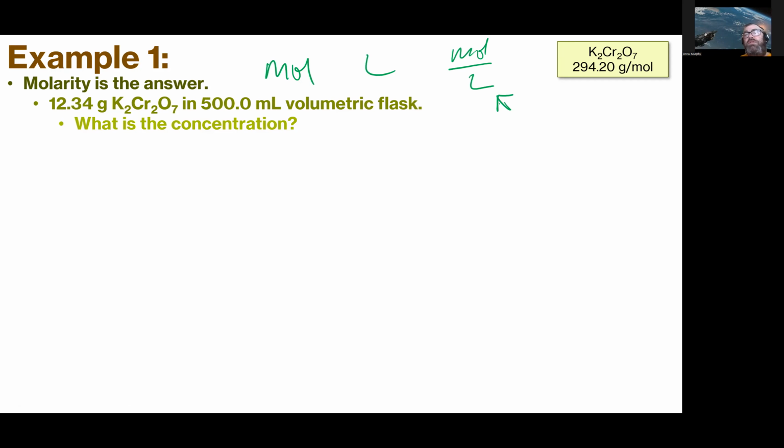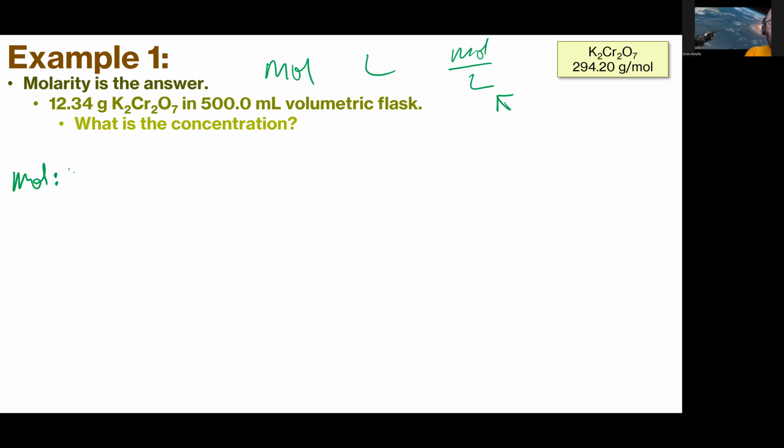Sometimes moles or liters are given to us. Sometimes we have to do a little bit of a calculation to figure that out. But every time concentration is the answer, we figure out moles, we figure out liters, and we do moles divided by liters to get our answer. Okay, let's tackle this one. Let's figure out moles. They gave us the molar mass. It's up here.